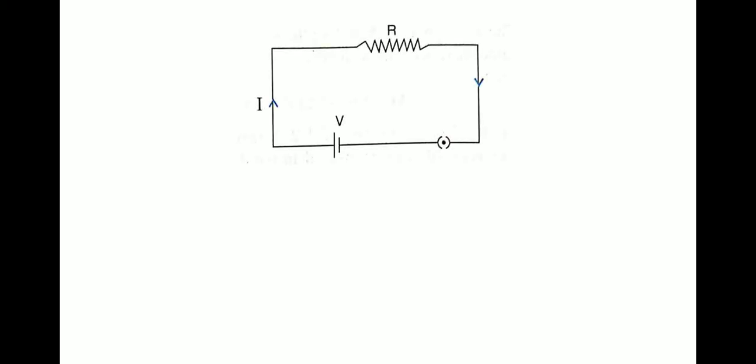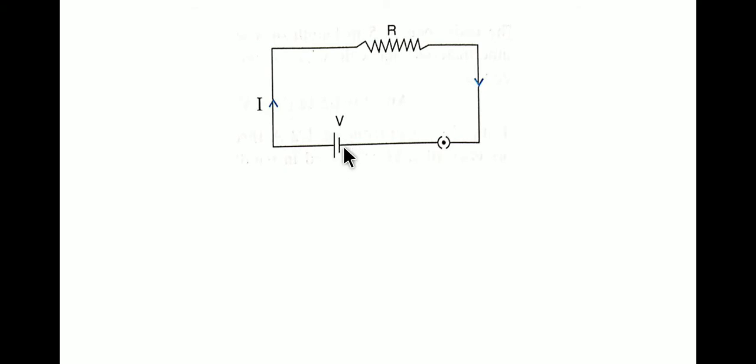Now we move on with the measurement of electrical energy. Suppose there is a circuit where external resistance R is kept, and there is an EMF of a cell, and there is a key or a switch. When the switch is kept on, the current starts flowing through the circuit. It passes through the resistance and comes back towards the negative terminal of the cell.